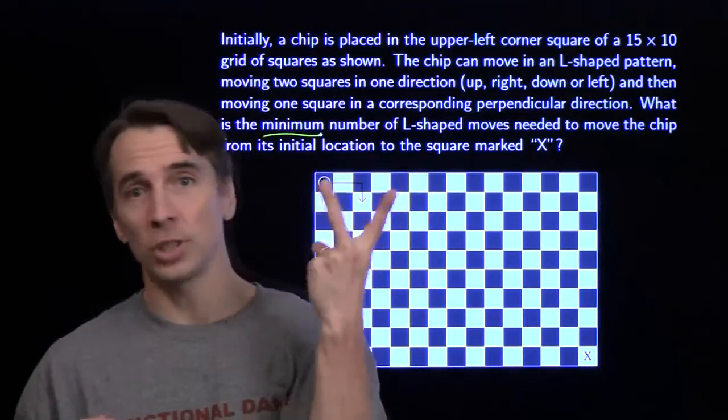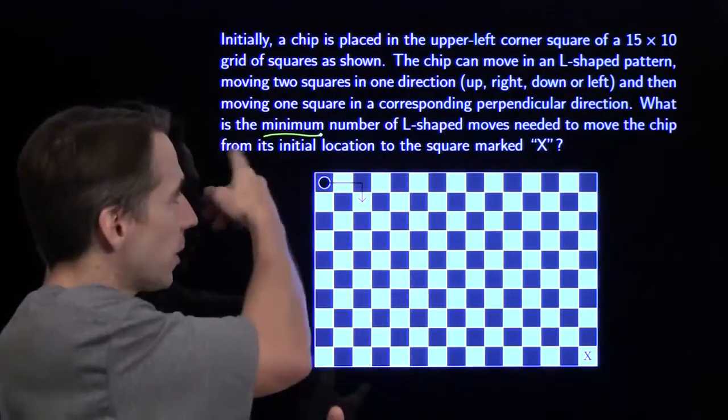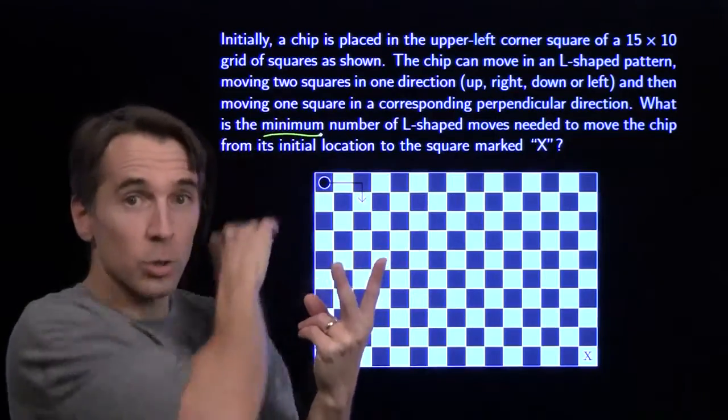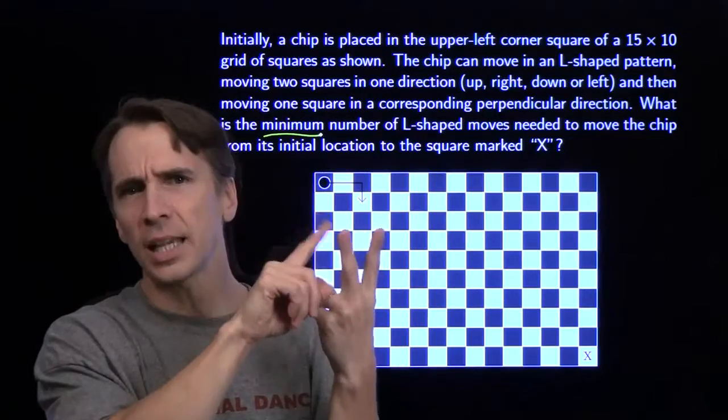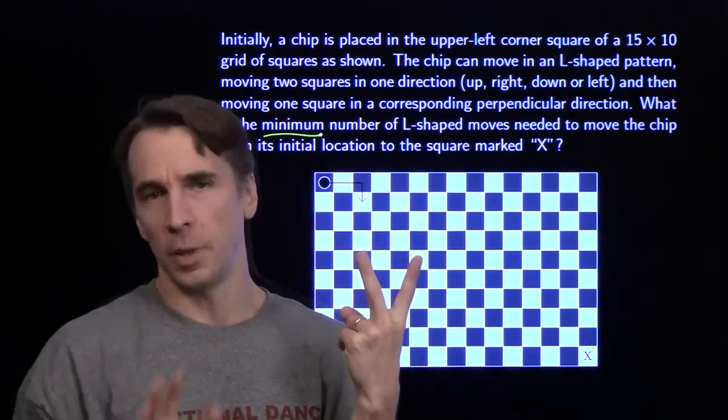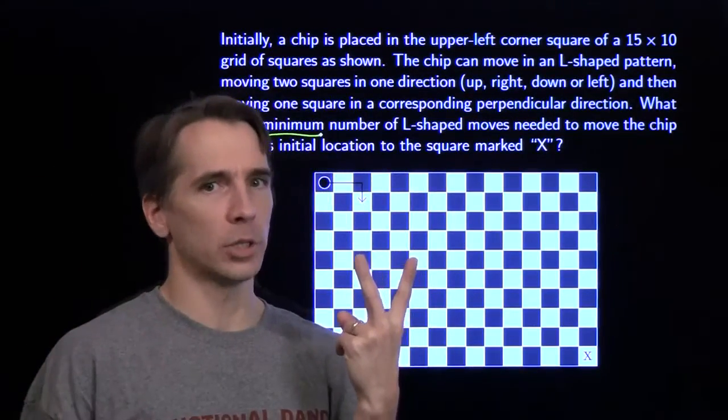Now, that means we have a two-step problem. First of all, we have to figure out what that minimum number is. We have to find out what this lowest number is and show that we can actually do that. We can get there in that number of moves. And then second, we have to show that nothing lower is possible. That's how we know for sure we have the lowest one.